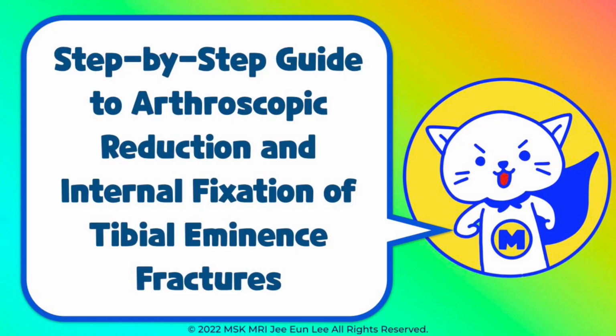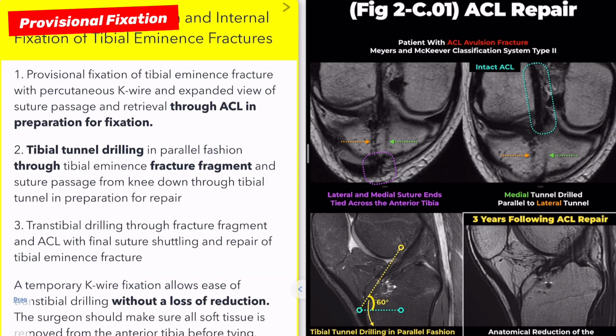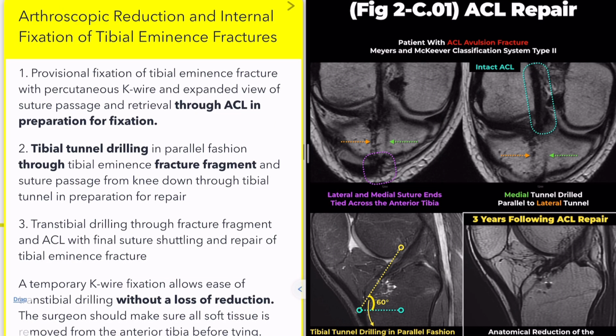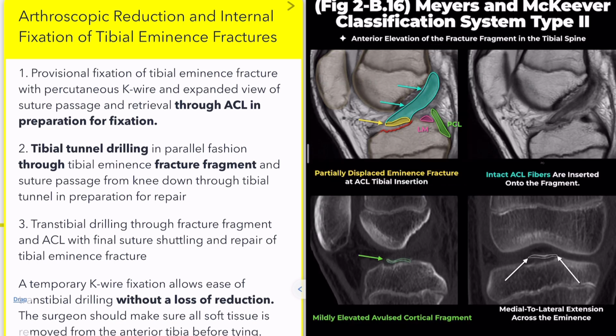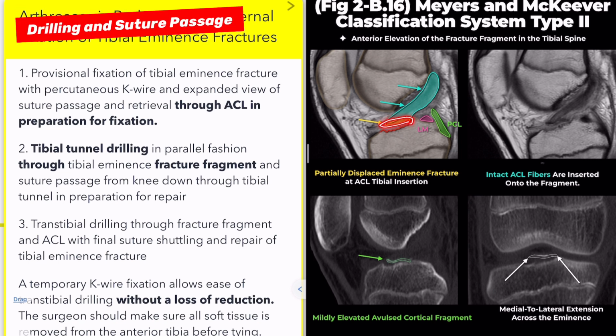Step-by-step guide to arthroscopic reduction and internal fixation of tibial eminence fractures. Provisional fixation. Begin with the provisional fixation of the tibial eminence fracture using a percutaneous K-wire while expanding the view for suture passage and retrieval through the ACL in preparation for fixation.